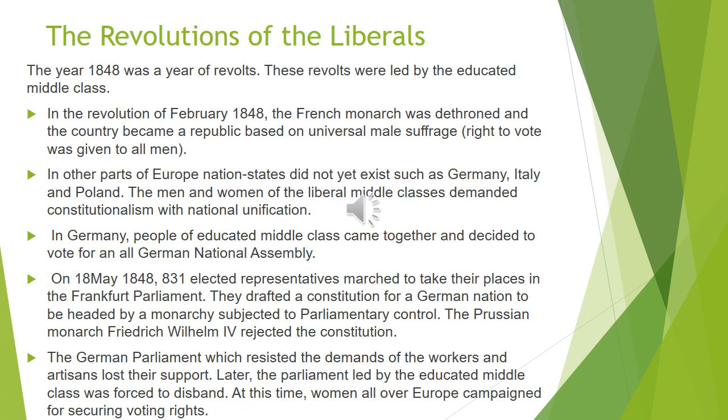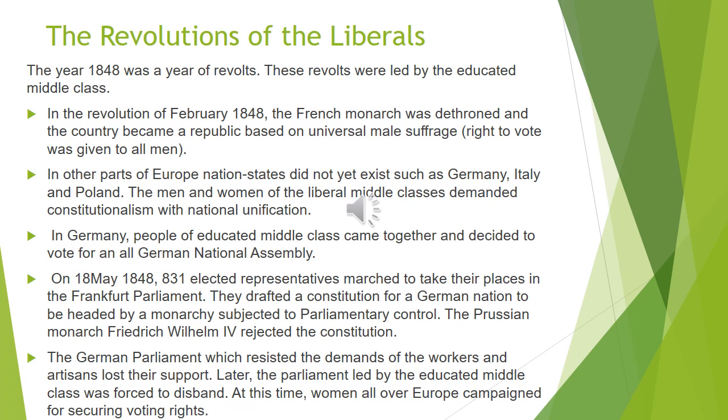Let us now see the revolutions of the liberals. The year 1848 was a year of revolts. These revolts were led by the educated middle class. In the Revolution of February 1848, the French monarch was dethroned and the country became a republic based on universal male suffrage. That means the right to vote was given to all men now.